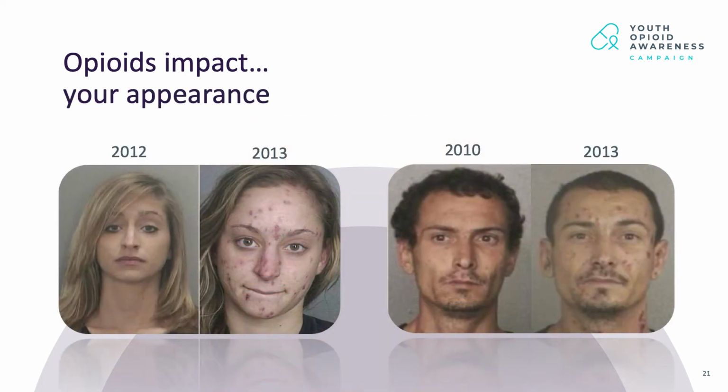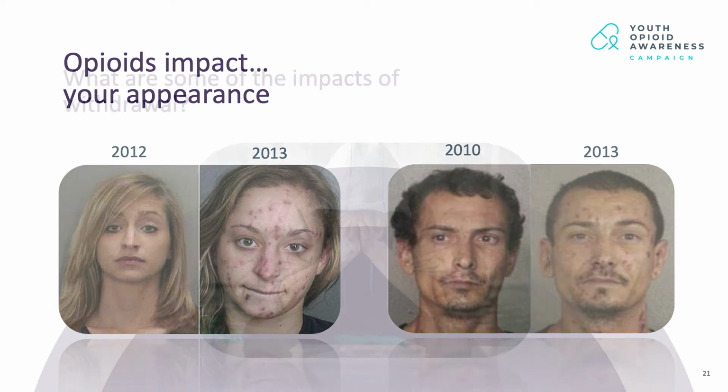The picture on the left shows a 1.5-year difference of an opioid user. She was arrested for the possession of 2 different kinds of opioids, among other drug-related charges. The picture on the right shows a 3-year difference between a known heroin user. In both pictures, he was charged for the possession of heroin, among other drug-related charges.